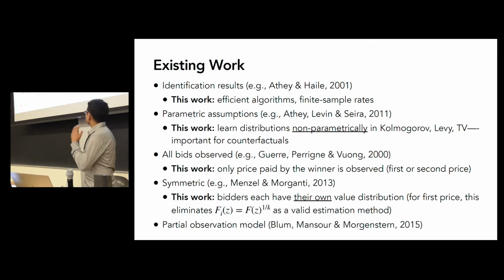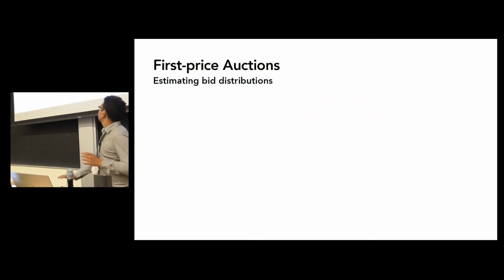And then finally, an observation model that I'm going to return to at a later slide is this partial observation model from Bloom, Mansour, and Morgenstern, where basically we don't even observe the price that the winner paid. We just observe the winner, but we are allowed to set a reserve price for the auction, or we're allowed to insert bids. Okay, this is the most text-dense slide I have, I promise.